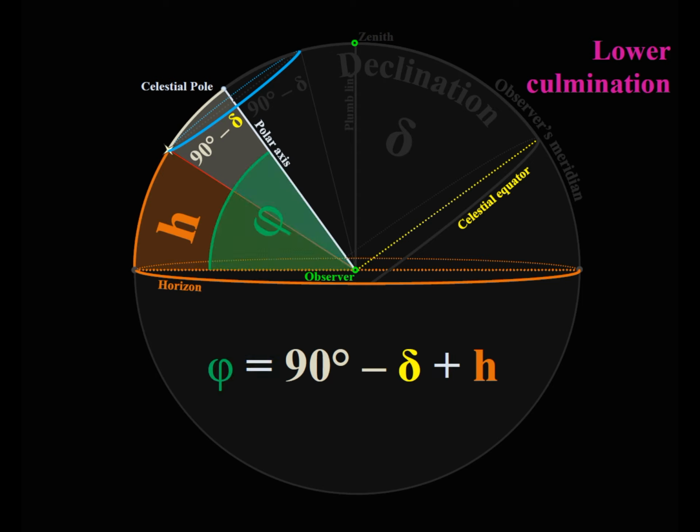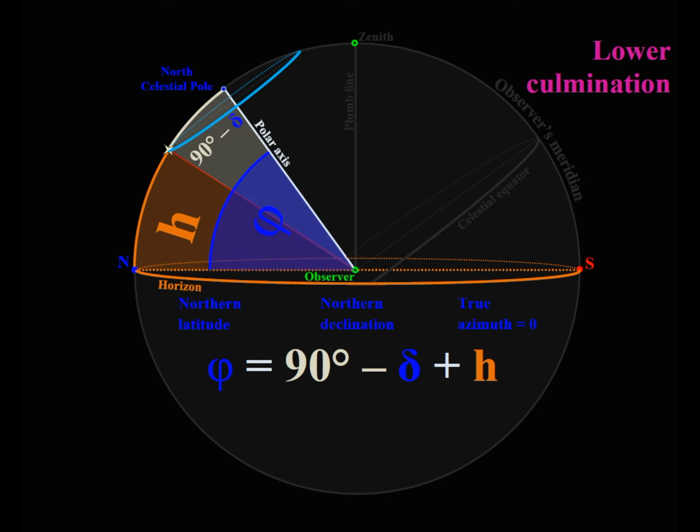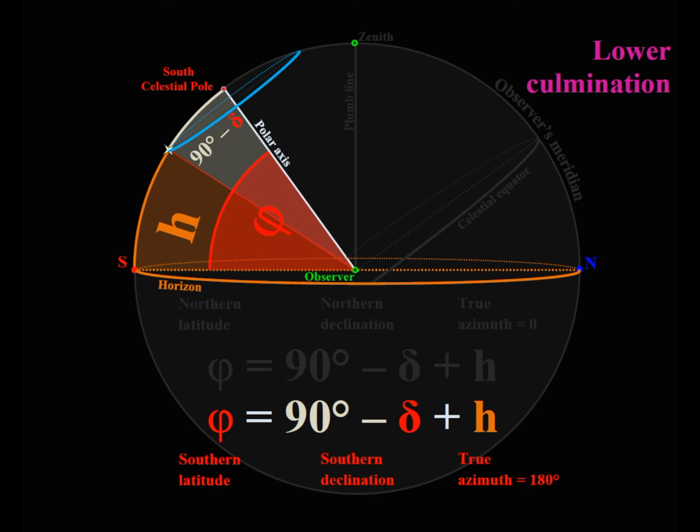A similar formula is used for the southern and northern hemispheres. Lower culmination is rarely visible. More often than not, we will have to determine the latitude at the moment of upper culmination.